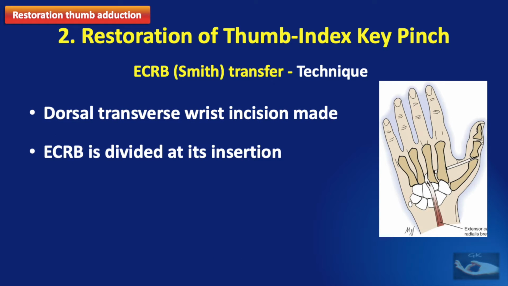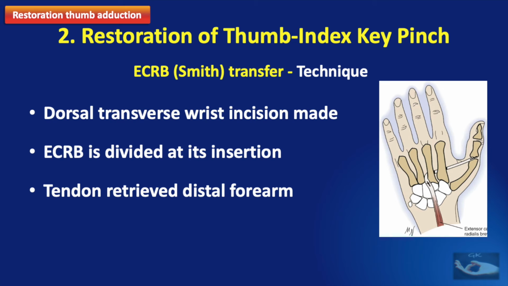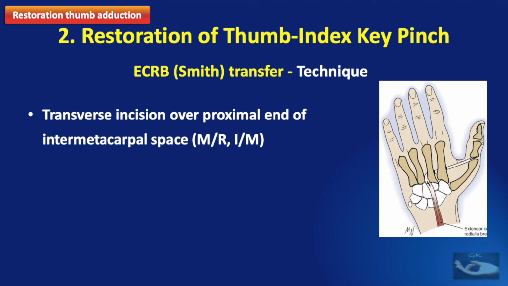The extensor carpi radialis brevis tendon is divided at its insertion in the base of the third metacarpal. The tendon is retrieved in the distal forearm by another incision. Now, a transverse incision is made over the proximal end of the intermetacarpal area. It could be between the mid and ring or between the index and mid fingers.